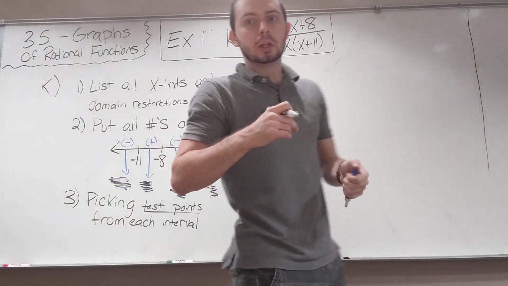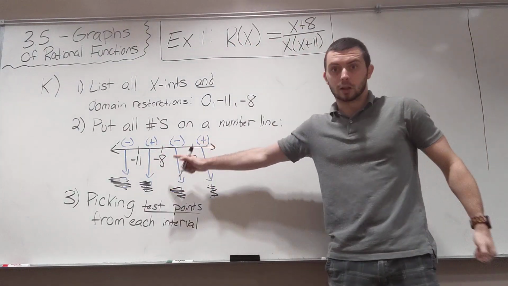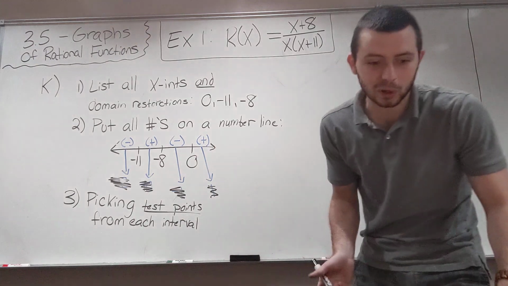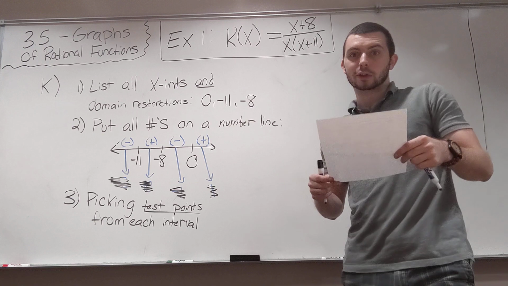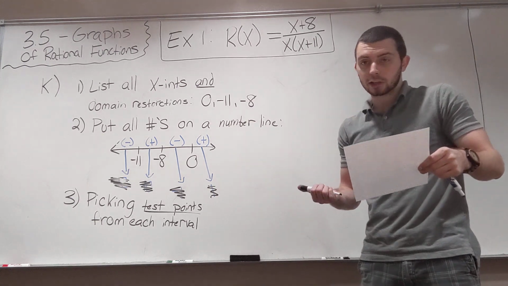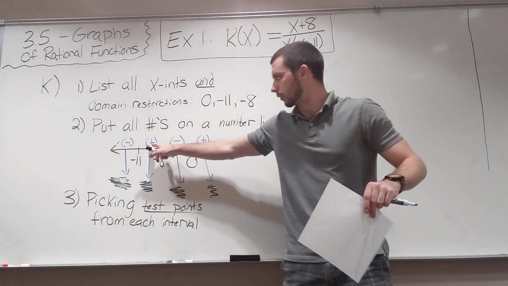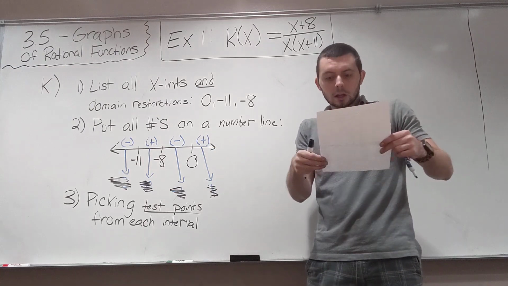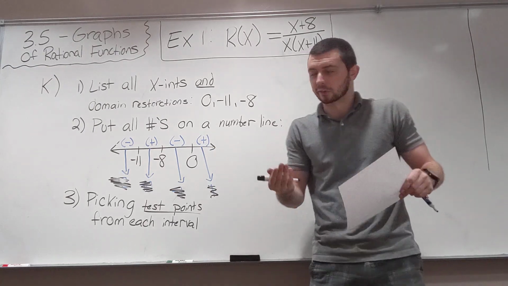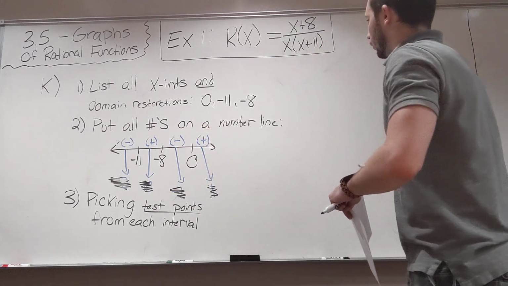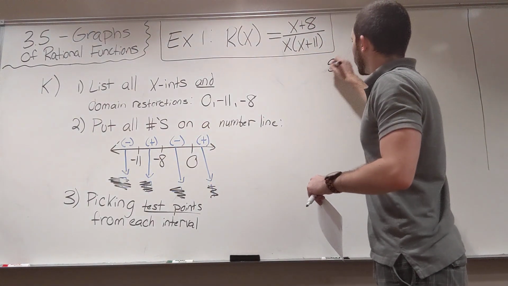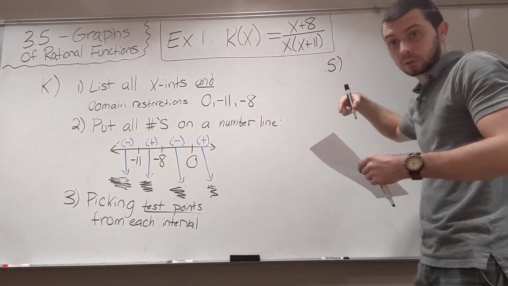And so now that we have this number line, now we can answer the question of determining where the graph is above the x-axis, which would be represented by all the plus signs, and where the graph is below the x-axis, which is represented by the negative signs. So I guess we can call that step 5, because step 4 was the previous one.